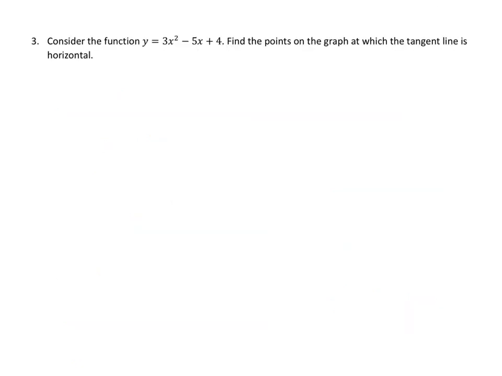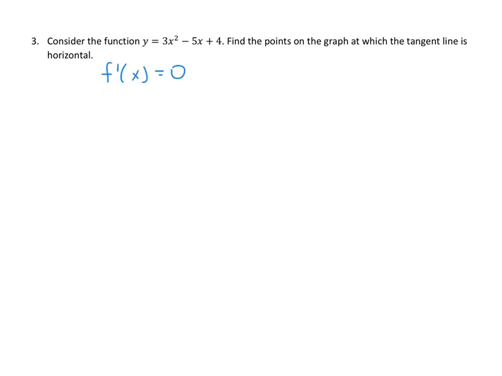In this example, we're considering the function y equals 3x squared minus 5x plus 4, and we want to find the points on the graph at which the tangent line is horizontal. Now the derivative is used to find the slope of a tangent line, and since a horizontal tangent line has a slope of 0, we want to find all x values for which the derivative of the function is equal to 0.